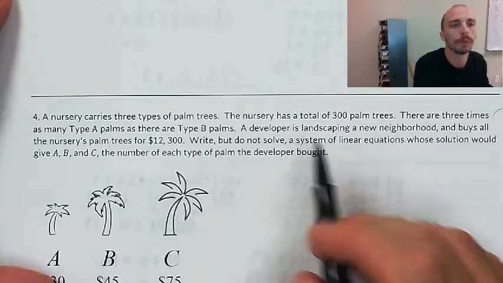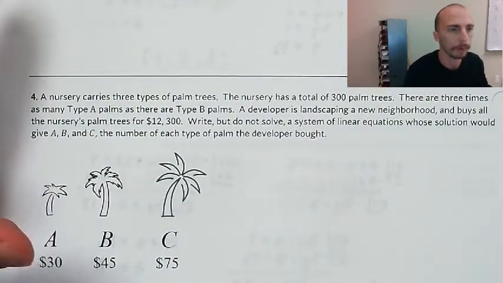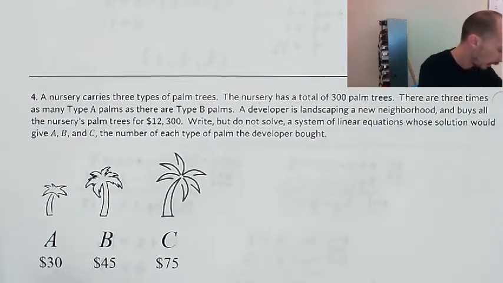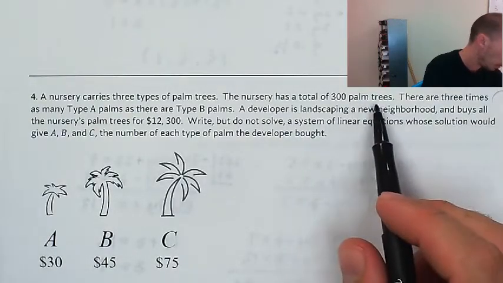Okay, number 4. Oh, I forgot. Yeah, this one's right, but don't solve. Yeah, these quizzes, they have 3 where you solve and 1 where you set it up. Okay. So there's going to be type A, type B, and type C. There's a total of 300 palm trees.